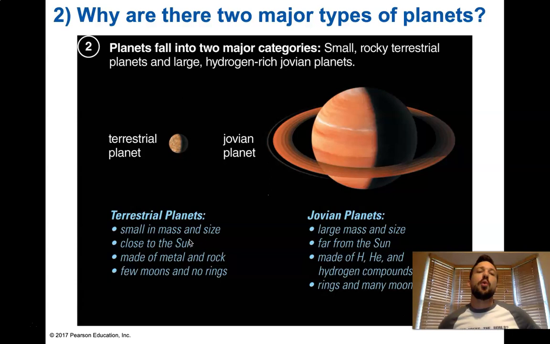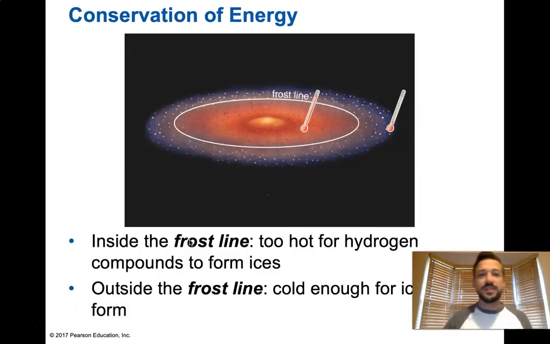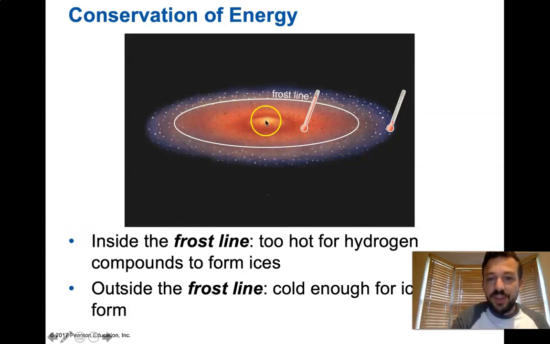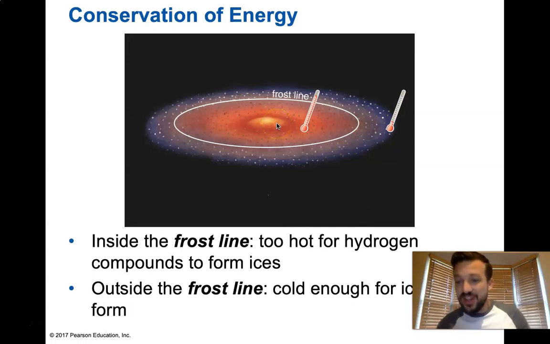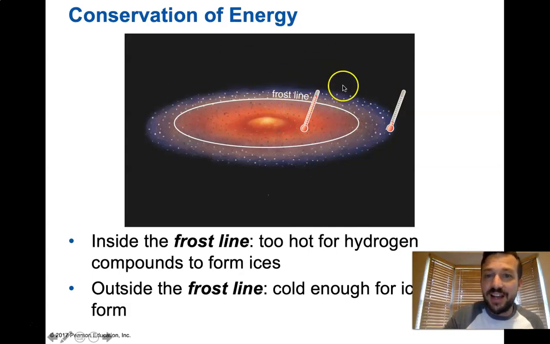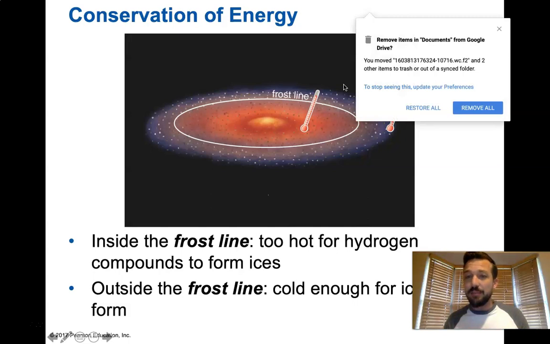So, why are there two major types of planets? Why do we have terrestrial planets closer to the sun and Jovian planets further away? We realized that the terrestrial planets were closer to the sun, and the gas planets were further away. Between Mars and Jupiter, there's something called the frost line. Inside the frost line, it's too hot for hydrogen compounds to form ice, to form solids. So you get gaseous forms of hydrogen and things. Outside the frost line, hydrogen compounds can form solids.